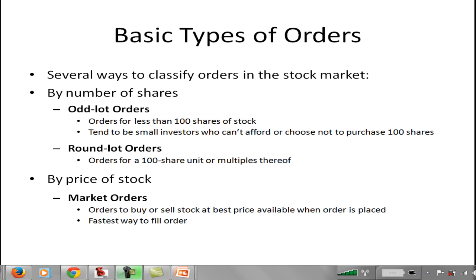Let's take a look at some of the basic types of stock market orders. Now, there are several ways to classify orders in the stock market. One way we classify them is by the number of shares, or the size of the transaction. Odd lot orders are orders for less than 100 shares of stock.